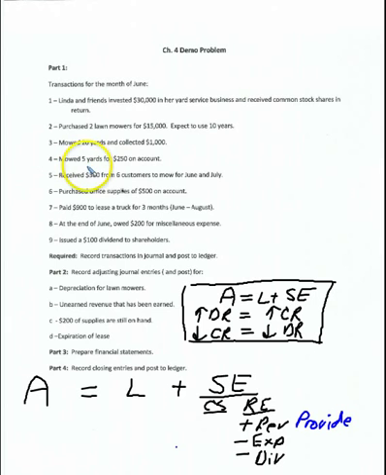Okay, transaction number 4. Mowed 5 yards for $250 on account. Okay, so let's do the first part. The company mowed yards. And we know that's their main source of revenue. So they provided services, so we already know that's revenue. Because that's what they're in business for, to mow yards. So they've delivered their service. They've provided that. So they mowed yards, and in exchange, what did they receive?